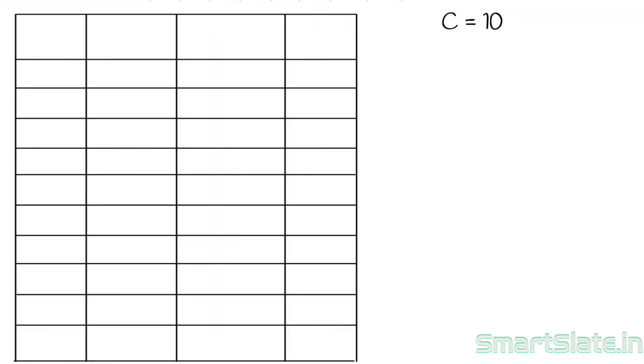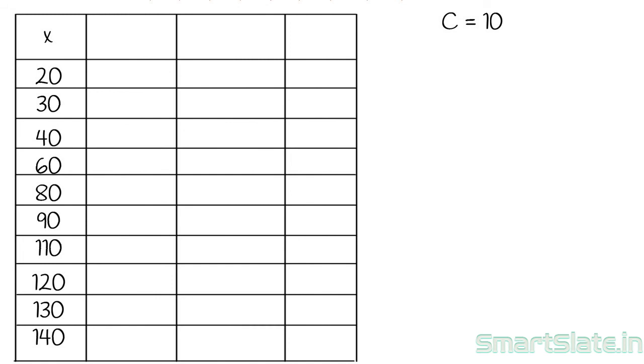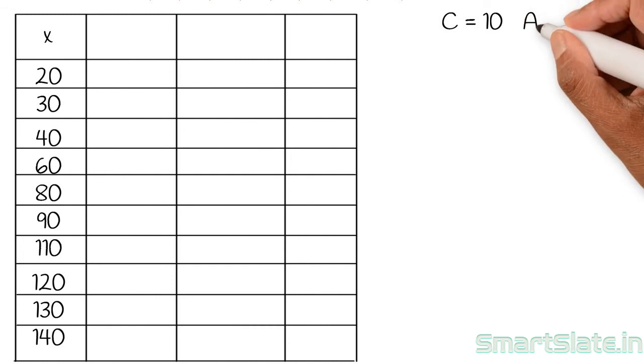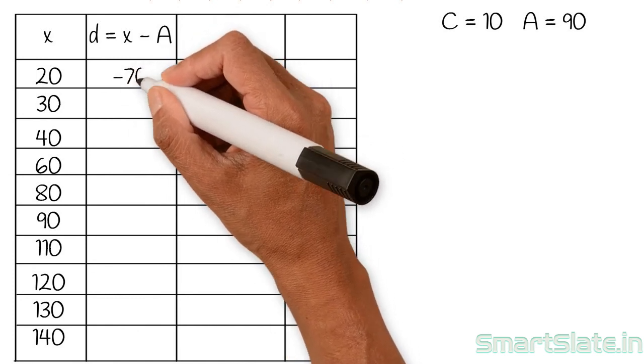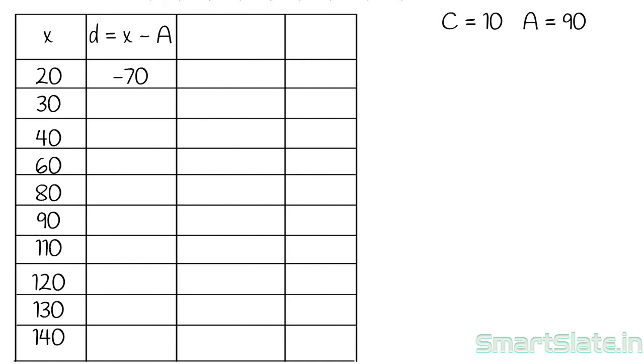Prepare the table and list all the scores. Assume a score as mean. I will assume 90 as mean. Second column lists all the deviations from this assumed mean. For example, 20 minus 90 is minus 70. 30 minus 90 is minus 60. You can see all the deviations from assumed mean.